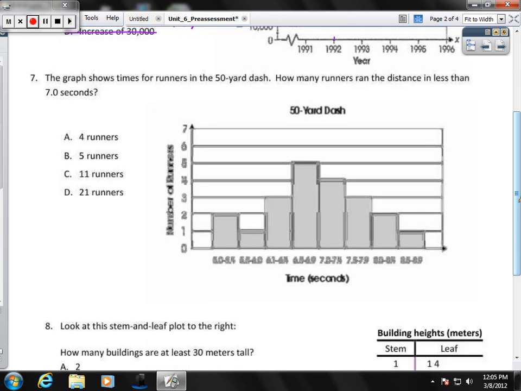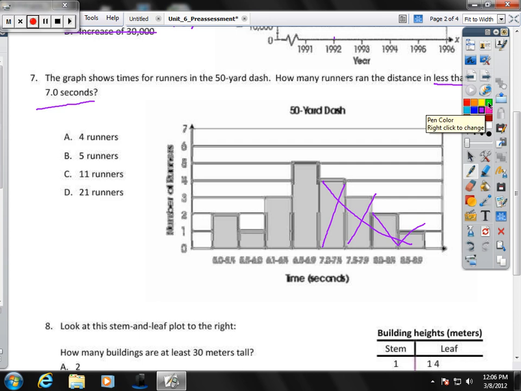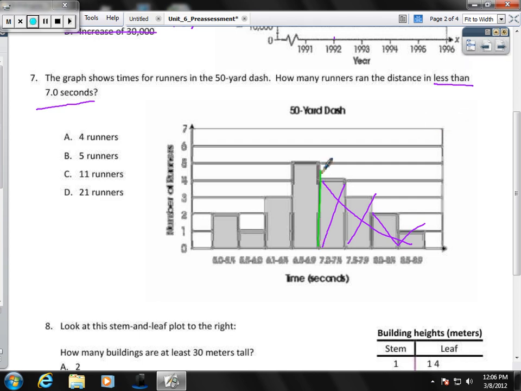Number 7. The graph shows times for runners in the 50-yard dash. How many runners ran a distance less than 7 seconds? Less than 7 seconds. Do I want any information greater than 7 seconds? No. I believe that takes care of all of this information over here. We're not even going to include that, which means we want to look only at this data right here. I apologize for the poorness of my graph. It must have got messed up when it got converted. So this looks like it was 6.8 or 6.7 maybe, 6.6 to 6.9. So that's one we have to include.